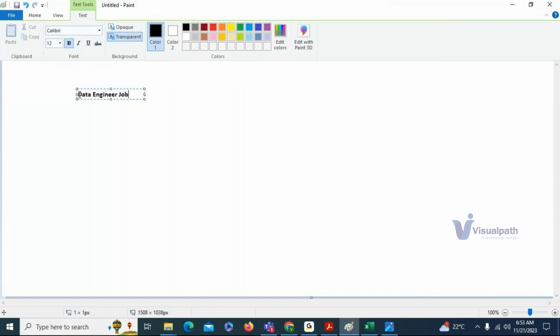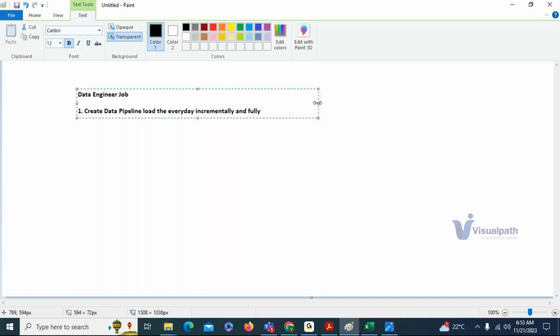Or you save all of it? This is the data engineer's job. Our job is to create data pipelines. A data pipeline is to load the data, load the data every day incrementally. And some of the small tables, you are going to do a full extract.